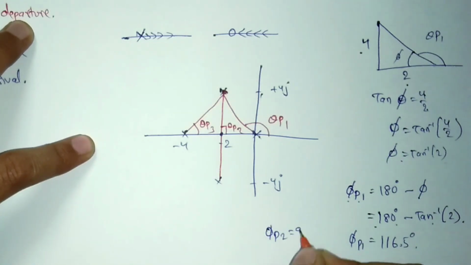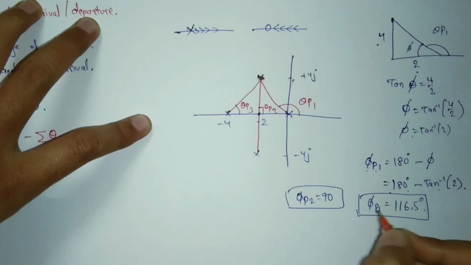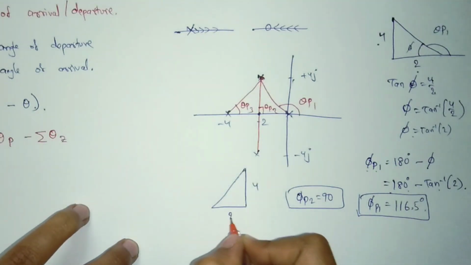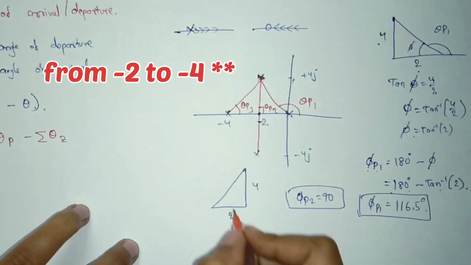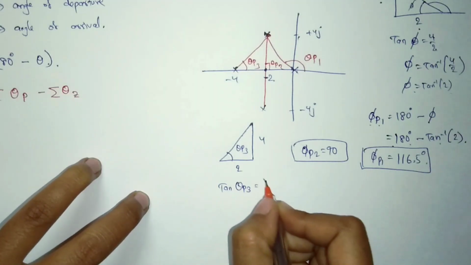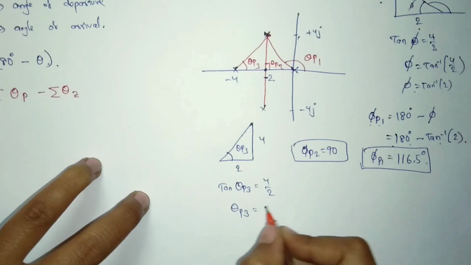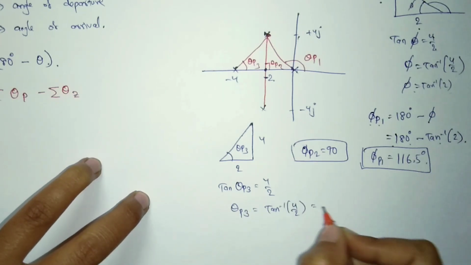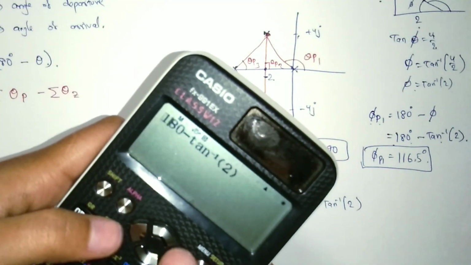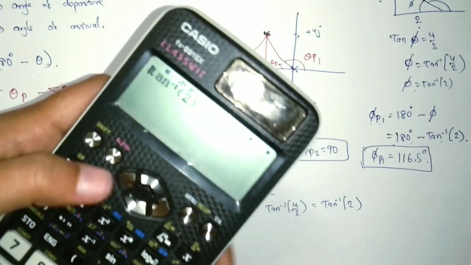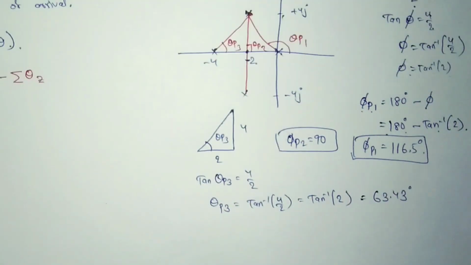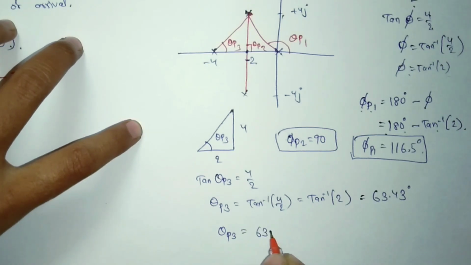And theta p2, we can clearly see that it is 90 degrees. So theta p2 is equal to 90 degrees. And for theta p3, again we will assume this triangle. This is 4 and this is 2, from minus 2 to plus 2. And this is theta p3. If we take tan of theta p3, then we'll get 4 by 2, so theta p3 is equal to tan inverse of 2. Tan inverse of 2 is 63.43 degrees.